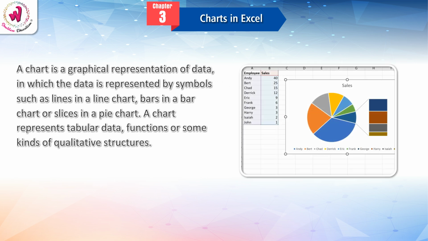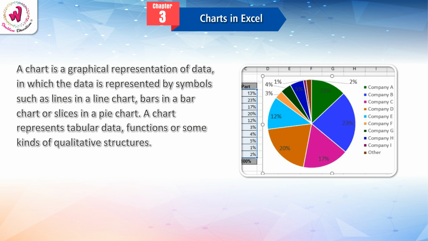A chart is a graphical representation of data in which the data is represented by symbols such as lines in a line chart, bars in a bar chart, or slices in a pie chart. A chart represents tabular data, functions, or some kinds of qualitative structures.